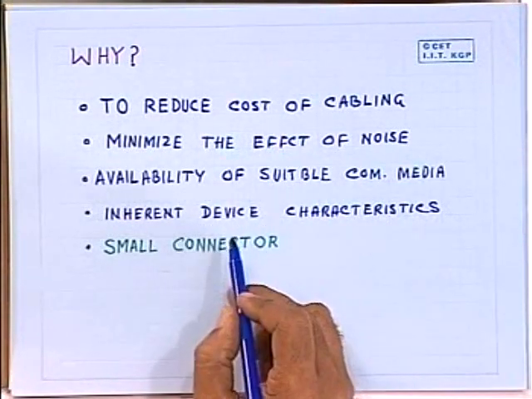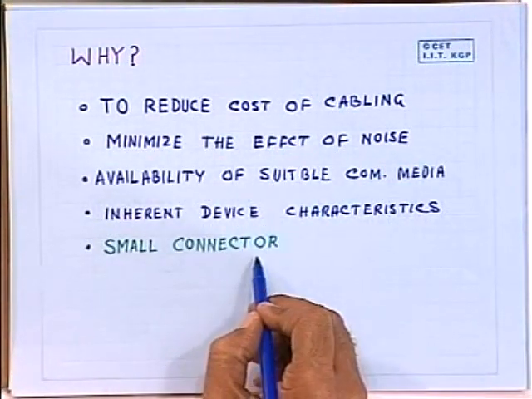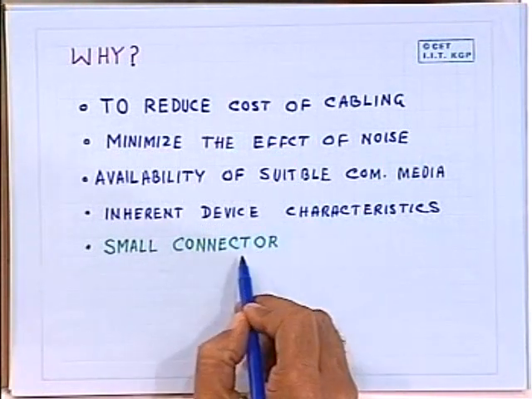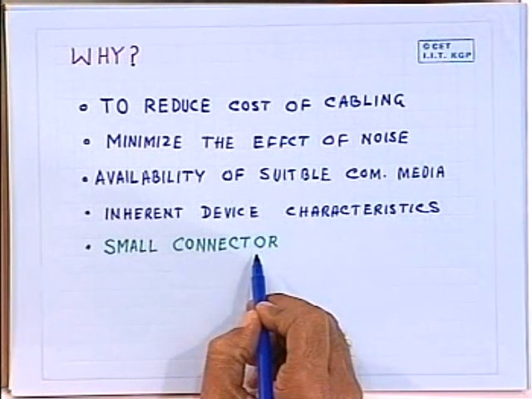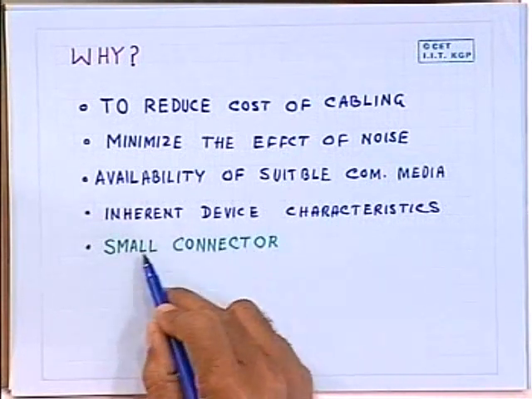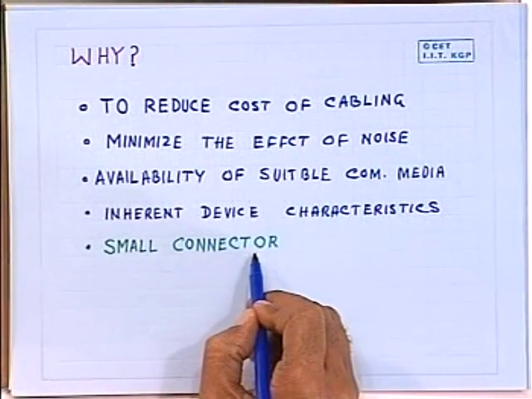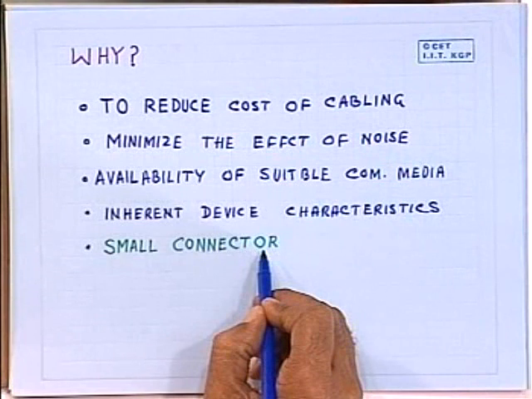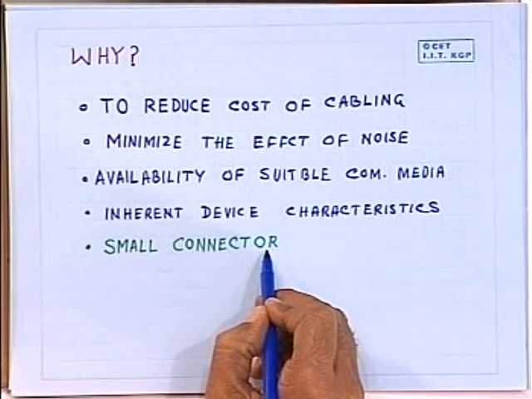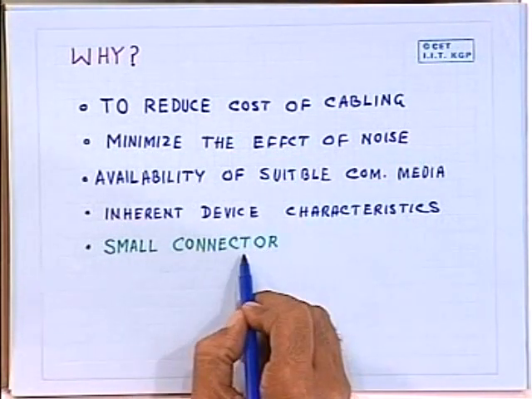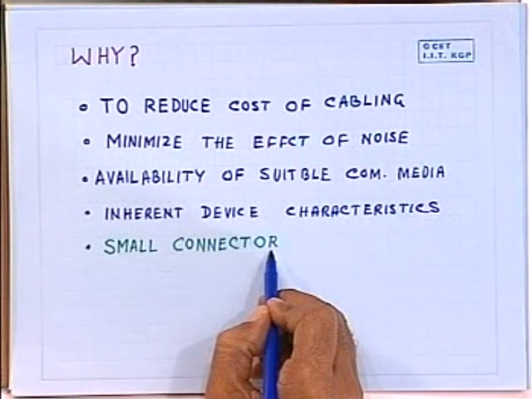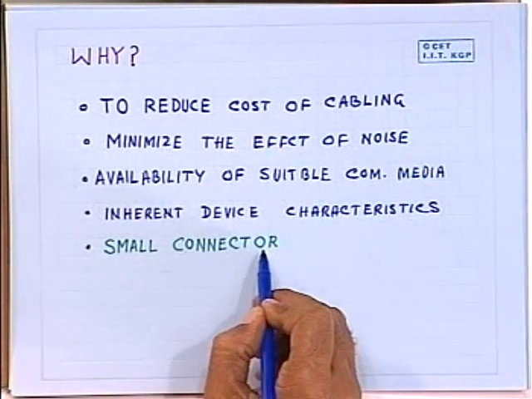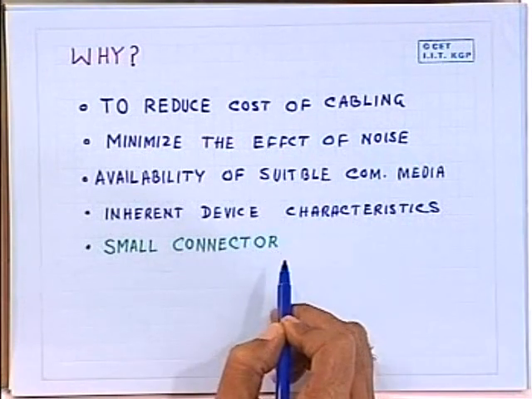And particularly in the context of handheld battery operated small devices, a small connector is also very important. If it is a parallel communication, you will require a big connector. On the other hand, in case of serial communication, a small connector with few pins will serve the purpose, which can be easily fitted in small equipment.